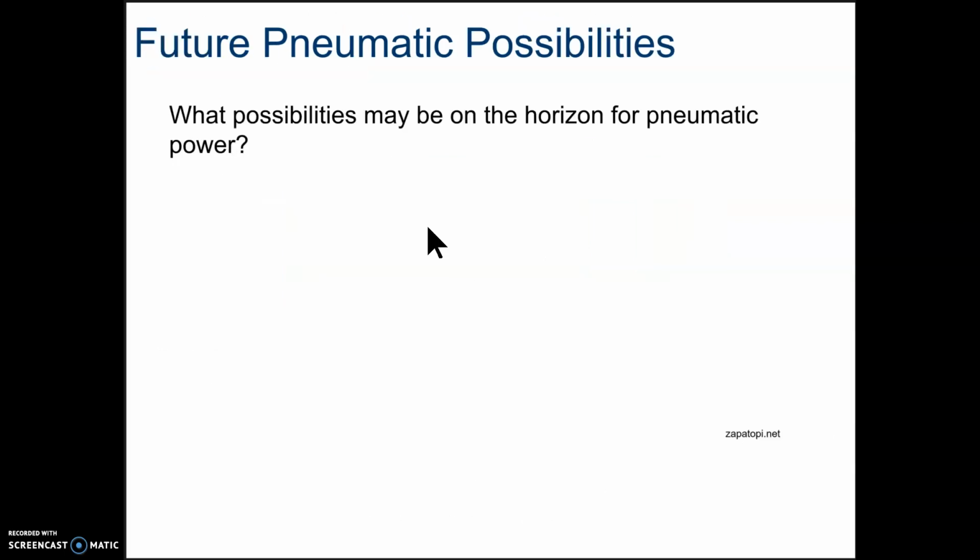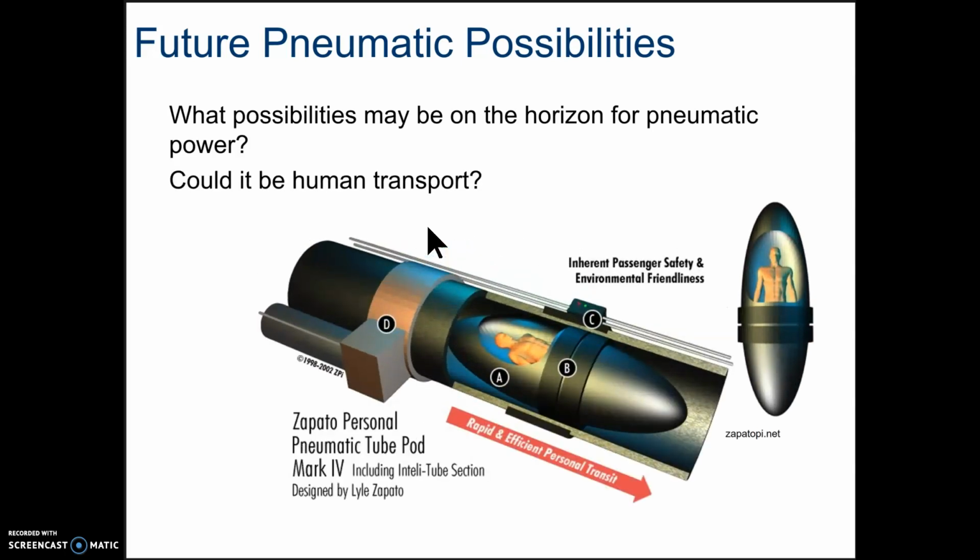Okay, what possibilities may be on the horizon for pneumatic power? These are kind of cheesy. Could it be human transport? Actually, for those of you that are familiar with Tesla, Elon Musk, and the Hyperloop, this is not what the Hyperloop will look like, but more or less it depressurizes a tube, so that the pods won't have air resistance driving through.